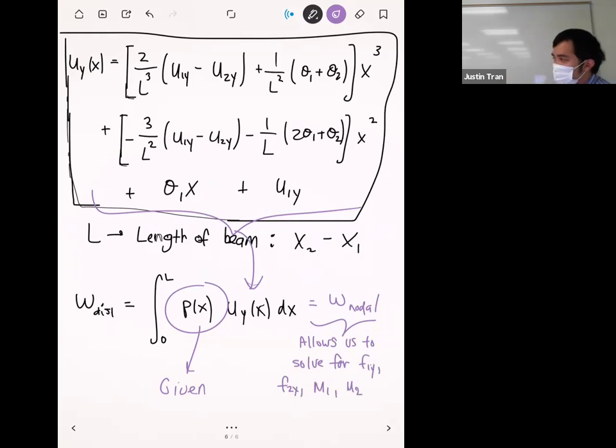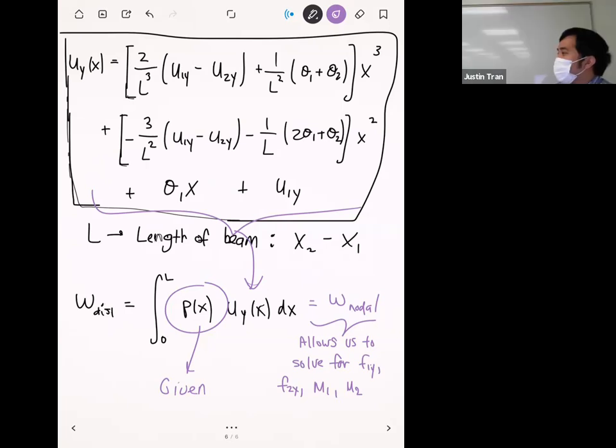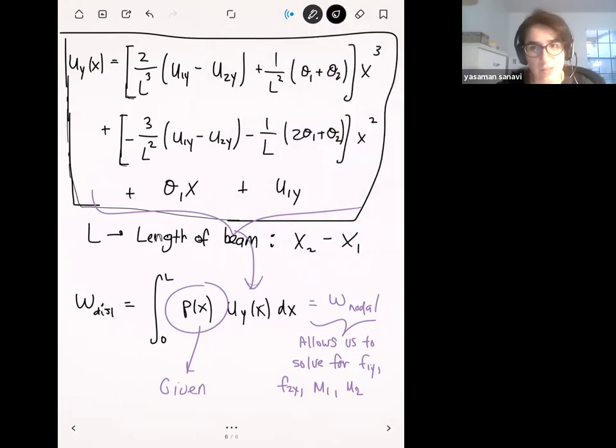Remember, that's what we've been after this whole time: we want to take our distributed load and transform it into a set of nodal loads on the other side. A question.